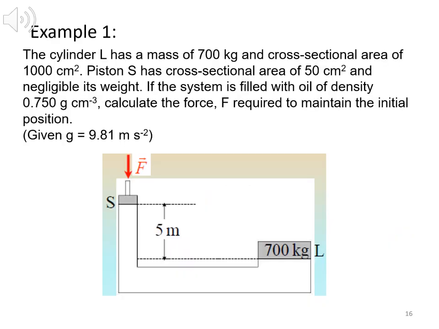Let's see the example given. The cylinder L has a mass of 700 kg and cross-sectional area of 1000 cm2. Piston S has cross-sectional area of 50 cm2 and negligible weight. If the system is filled with oil of density 0.750 g/cm3, calculate the force, F, required to maintain the initial position.